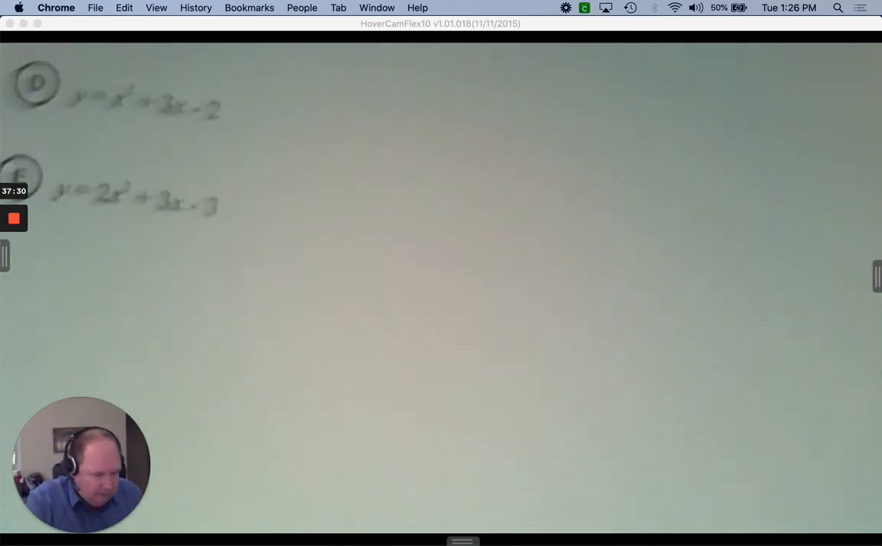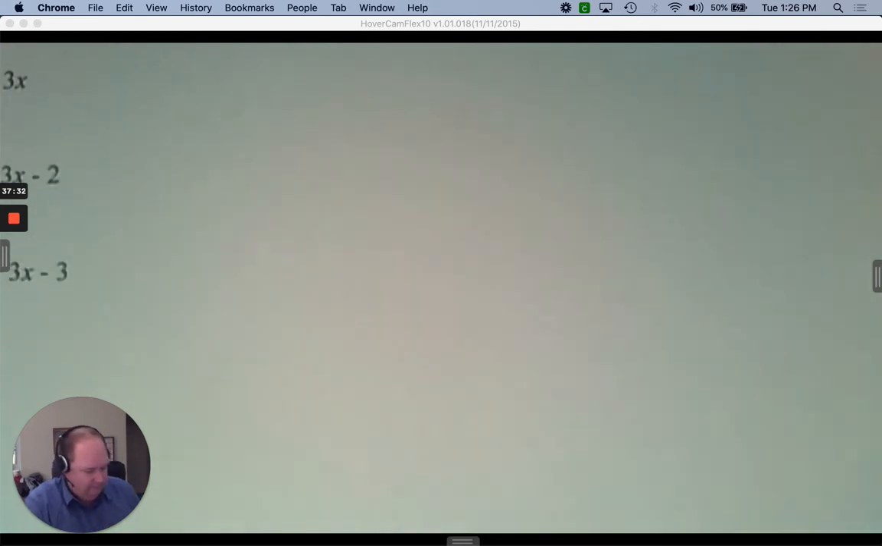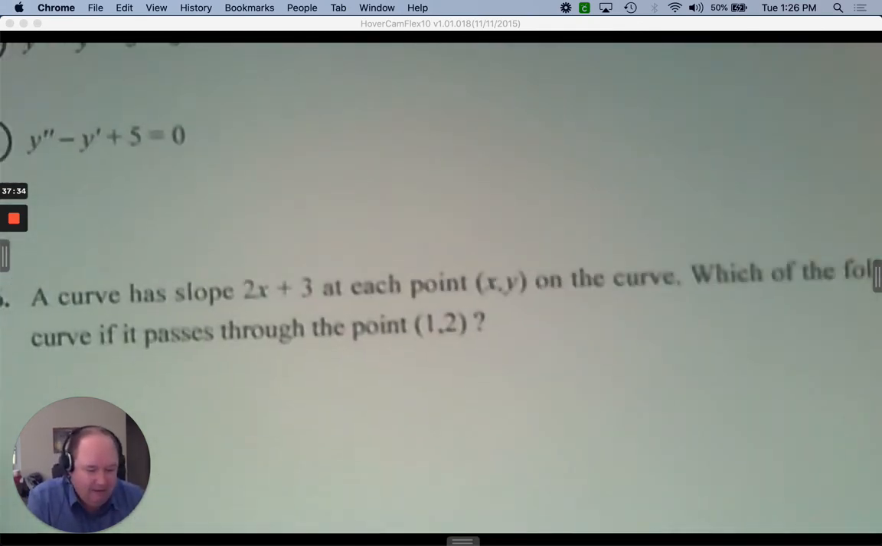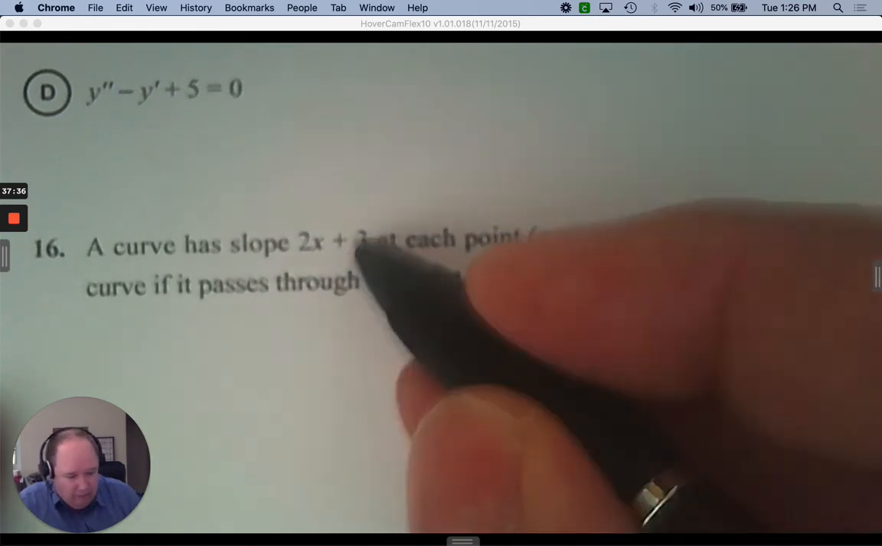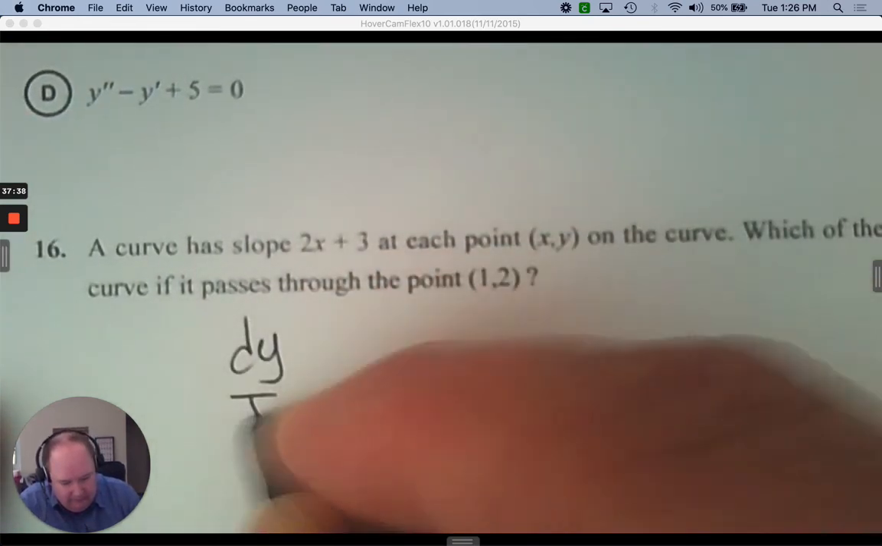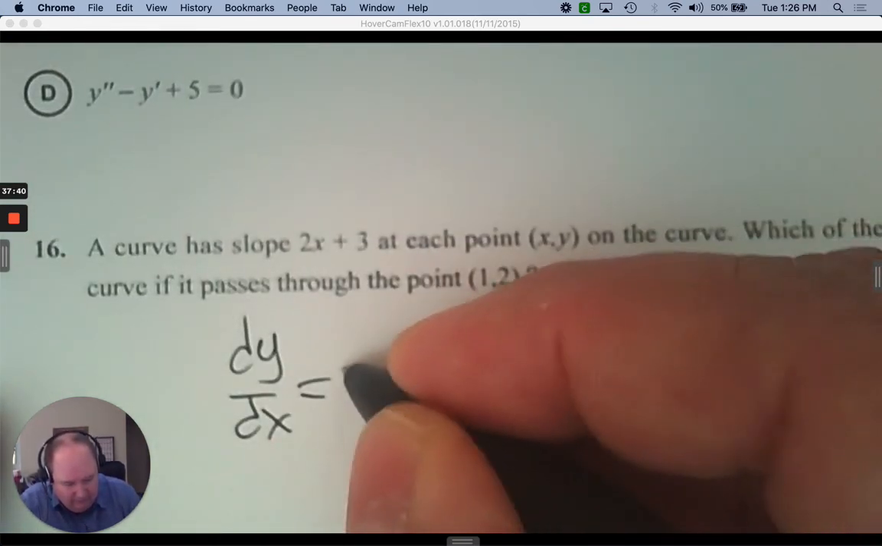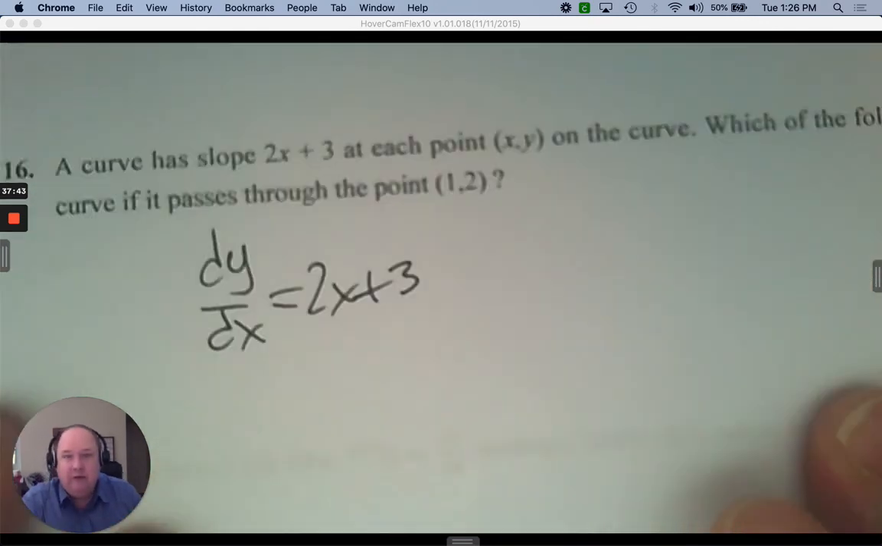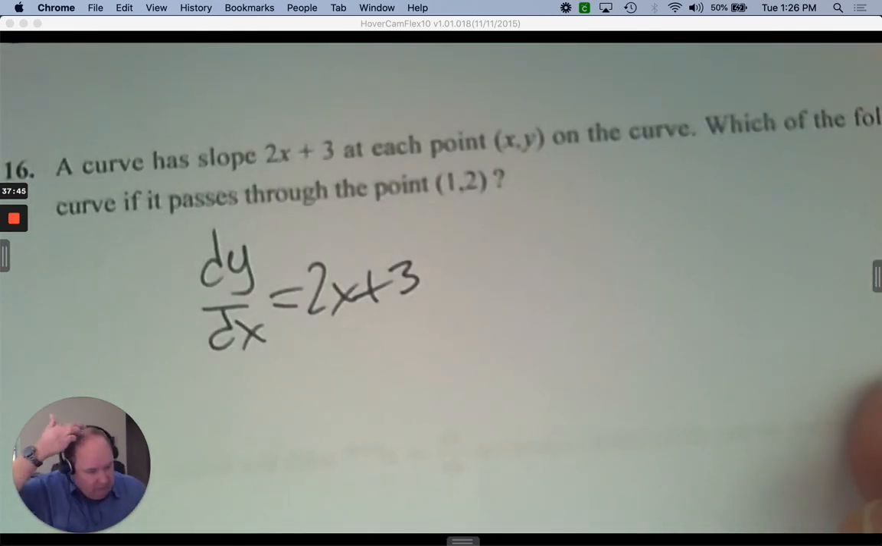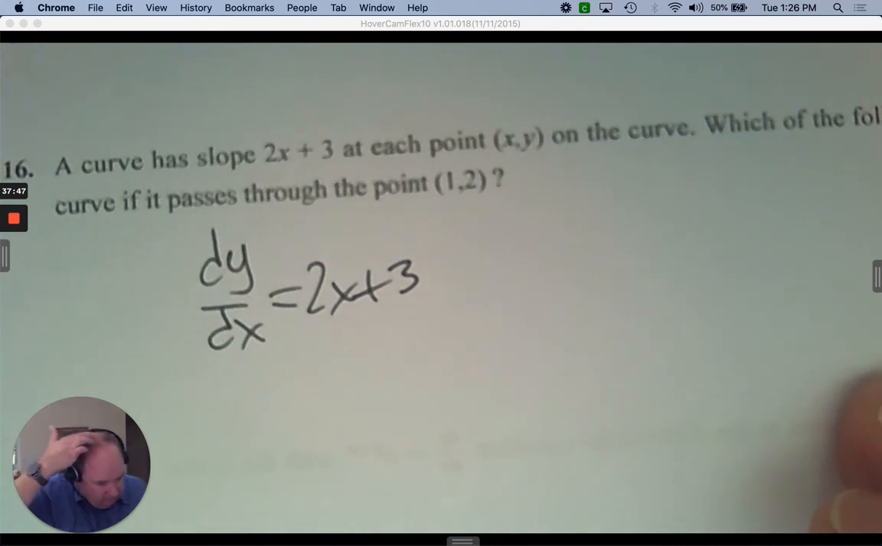All right, number 16 is our last one. Here we go. A curve has a slope 2x plus 3. That means the diffie-q is that. Slope means differential equation. So the differential equation is that. Which of the following is an equation for this curve if it passes through 1, 2?